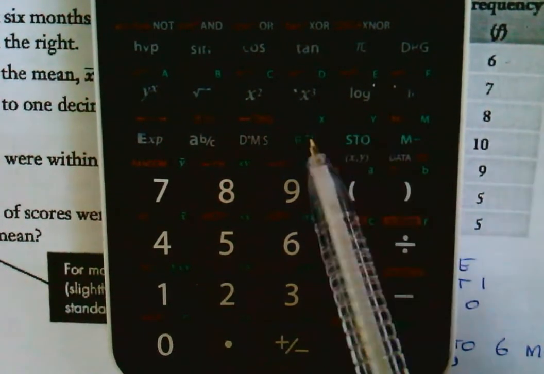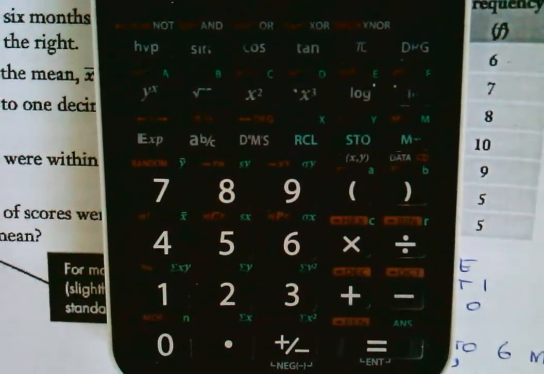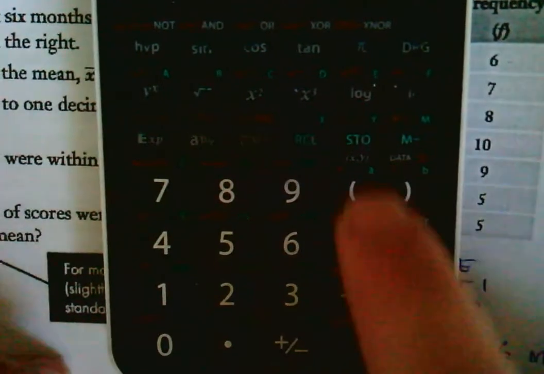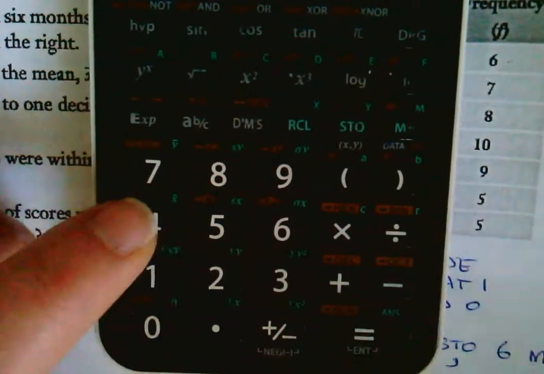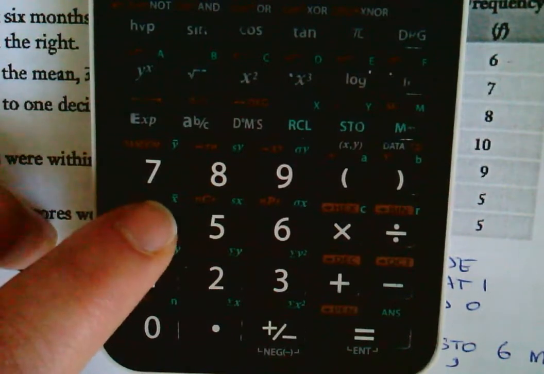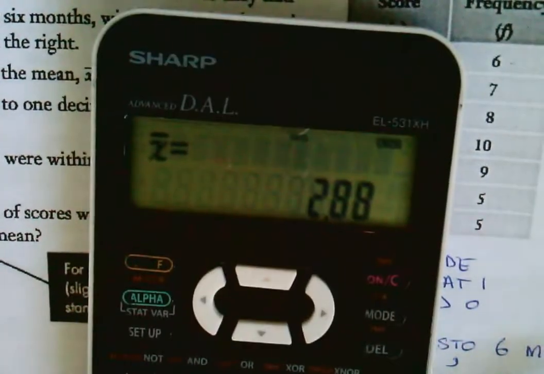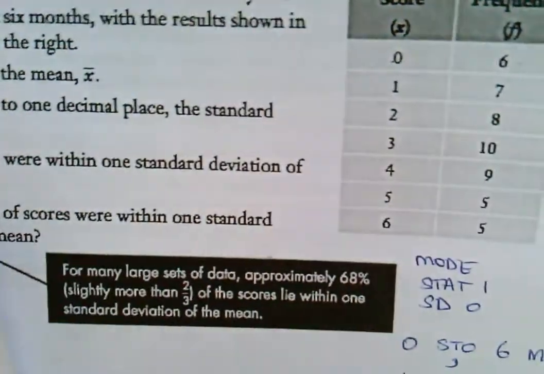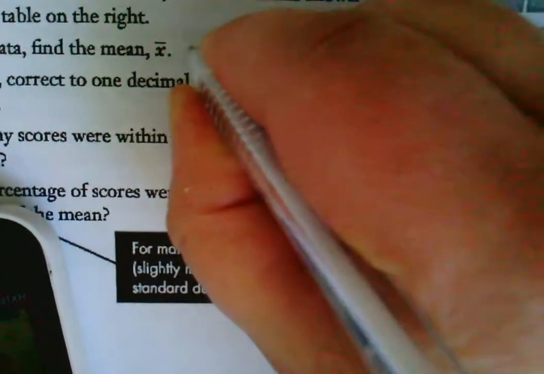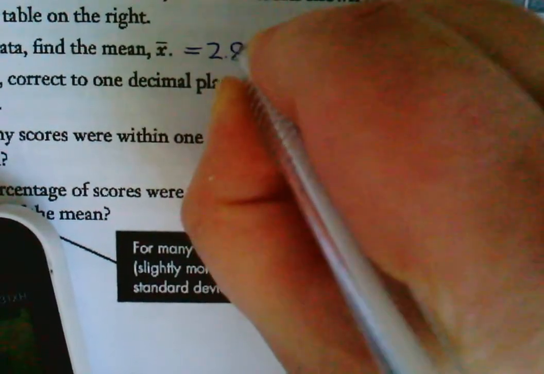So store and M plus they are to do with putting numbers into your calculator, and the first one is how you're recalling the answers, I suppose. You can think of it like that. So if I want my mean, it's recall, and the X bar button is on top of the 4, and I go recall 4, and it shows me that my mean is 2.88. Okay, so the mean is 2.88. That's the mean, part A.